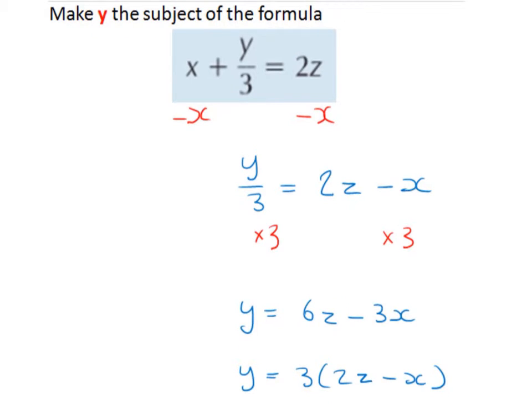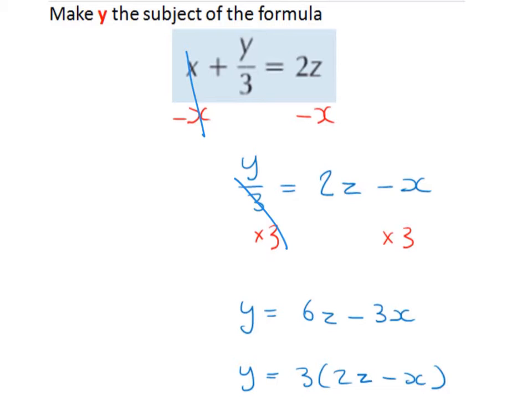Make Y the subject of the formula. X plus Y over 3 is equal to 2Z. So I'm going to get rid of the X first, so I'm going to minus X from both sides so that those X's cancel. So I'm left with Y over 3 equals 2Z minus X. So I have Y divided by 3, the opposite of divide is multiply, so if I multiply by 3, I can cancel out that denominator of 3, but I must multiply by 3 on the right as well.